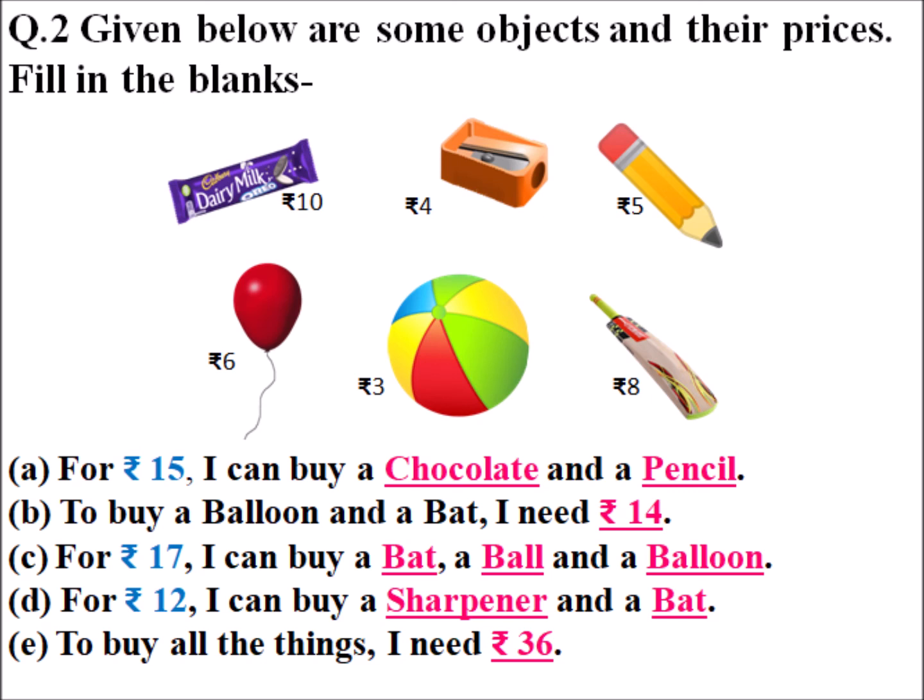For rupees 12, I can buy a sharpener and a bat because the cost of a sharpener is rupees 4 and the cost of a bat is rupees 8. If we add these two amounts, the answer will be rupees 12.